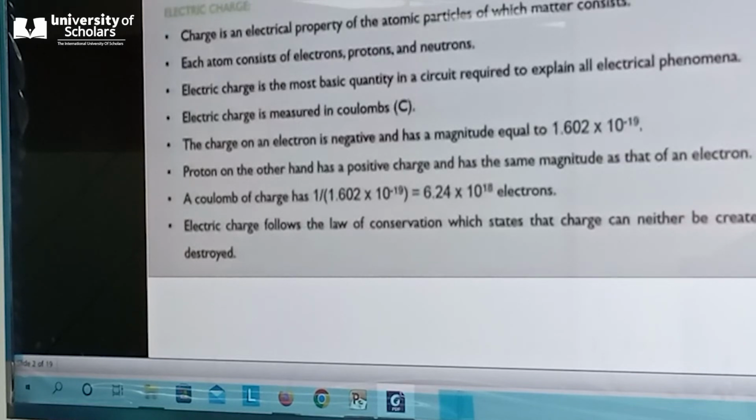So charge is an electrical property of atomic particles of which matter is made, right? If you see anything around you, you will see it is composed of molecules, and then molecules are composed of atoms.